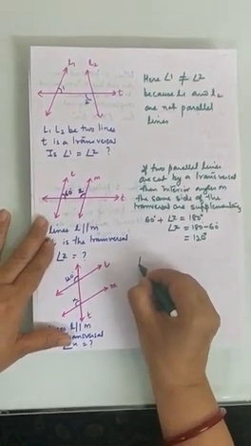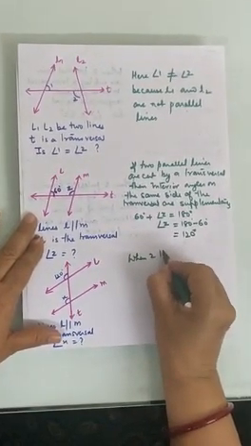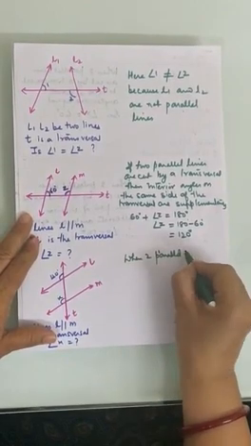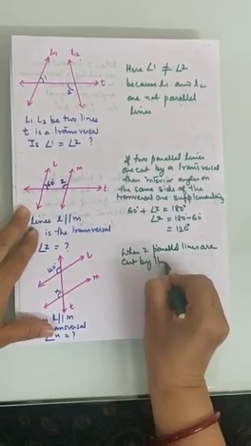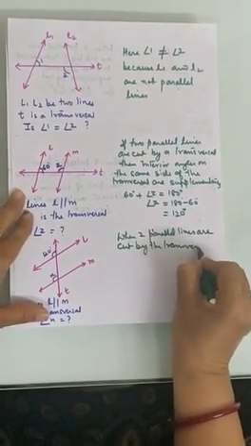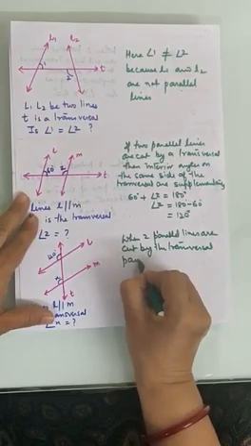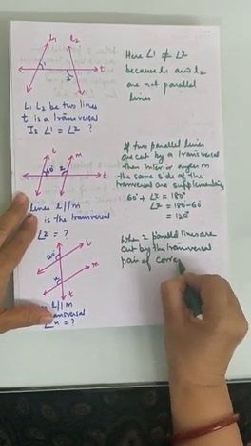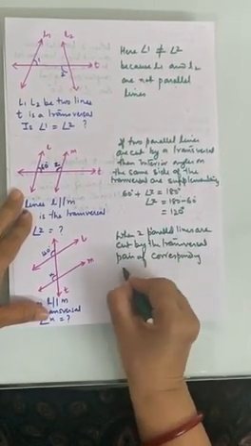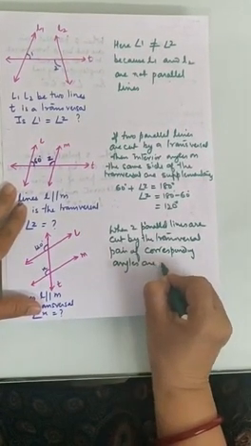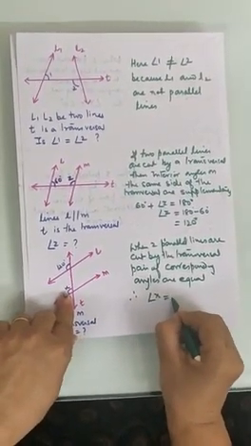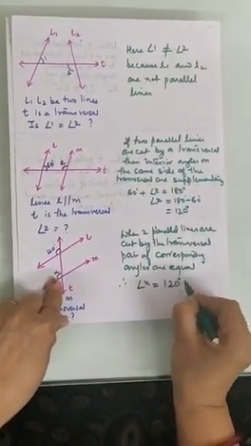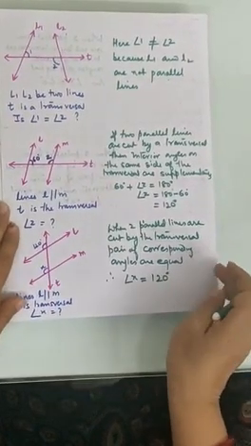So we write here, when two parallel lines are cut by the transversal, pairs of corresponding angles are equal. Therefore, angle X is equal to 120 degrees. Is this clear, children? Okay. Now let us move to the next question.